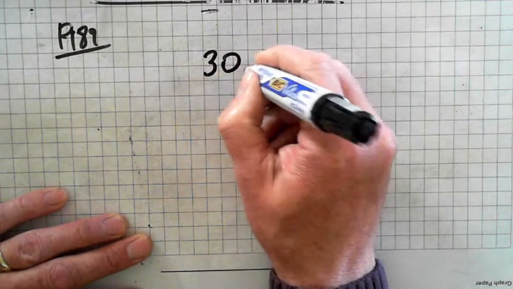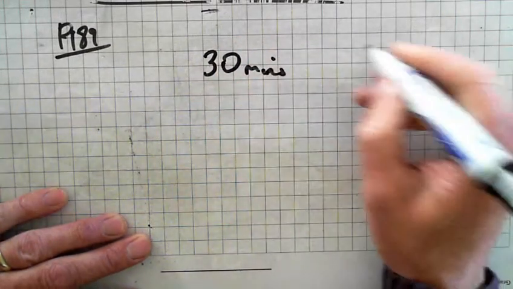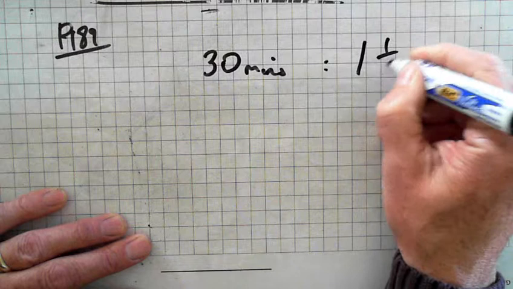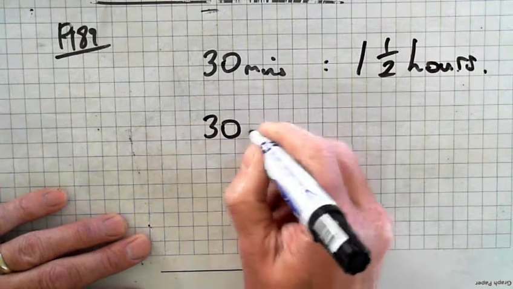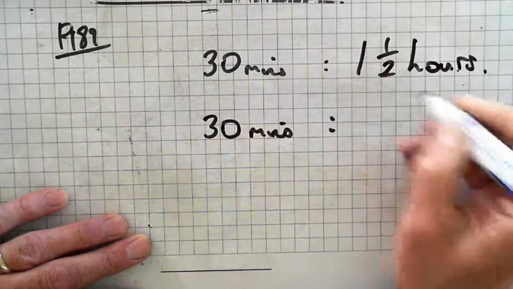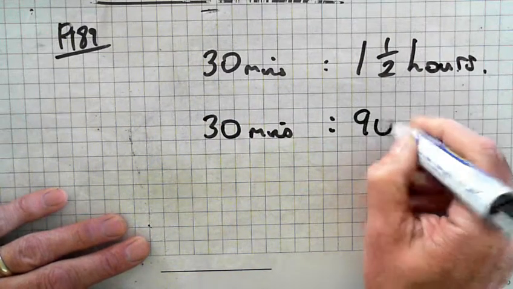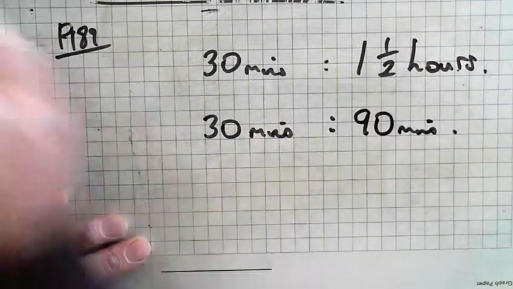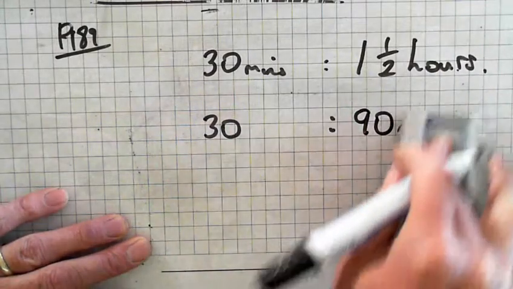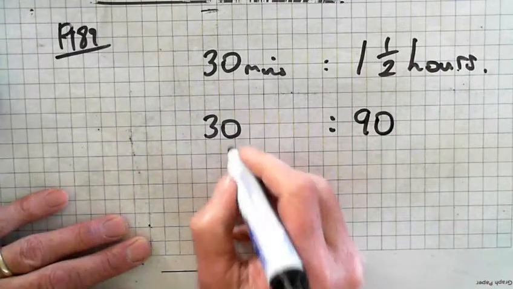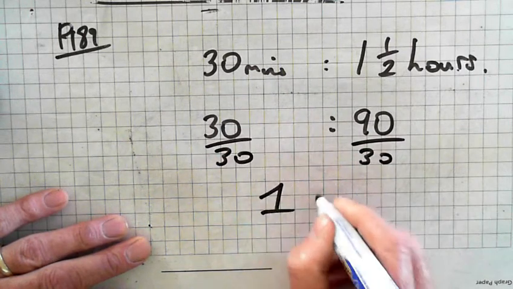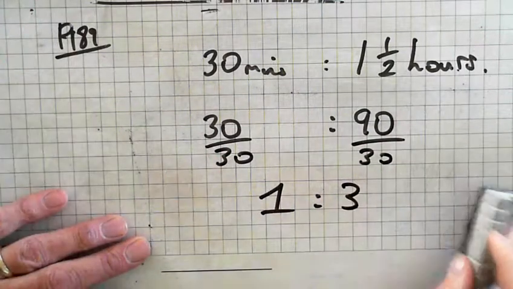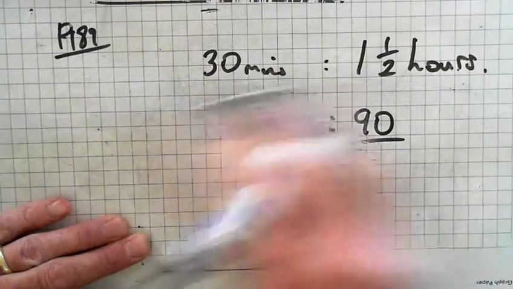Right, next question. 30 minutes and 1.5 hours. So both in minutes. How many? 90 minutes. What number divides into both? 30. Quick and easy way. 1 to 3. 1 is to 3. Alright, so they're okay.